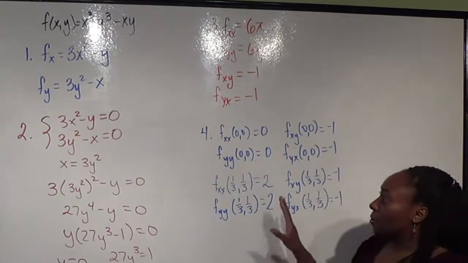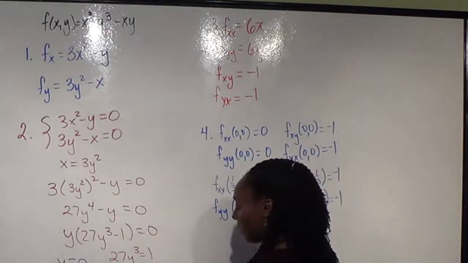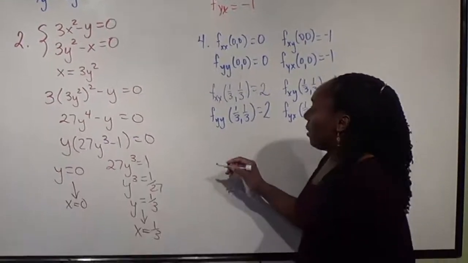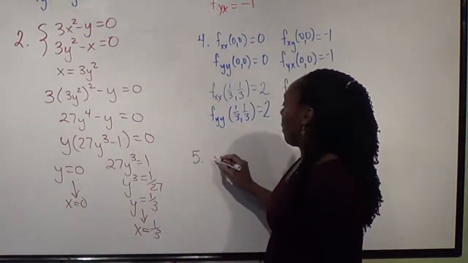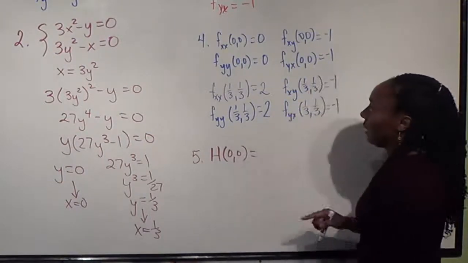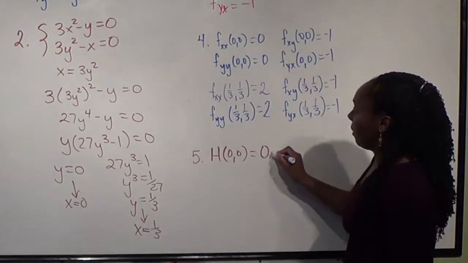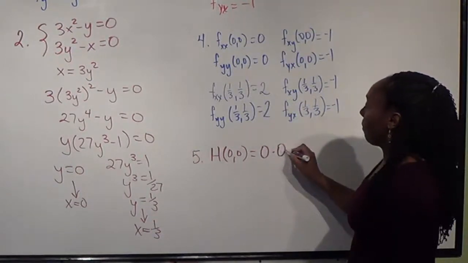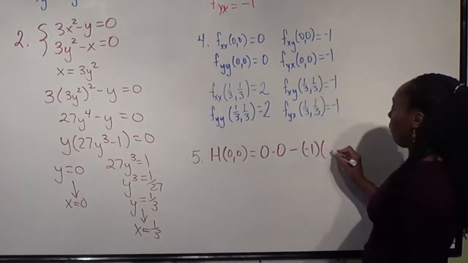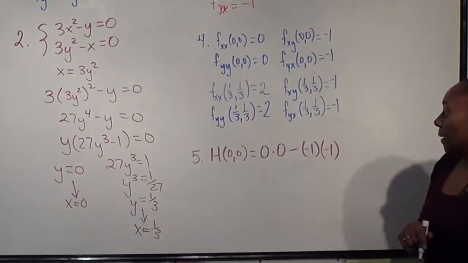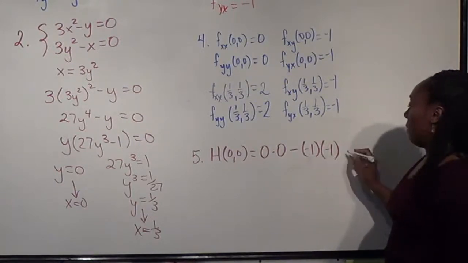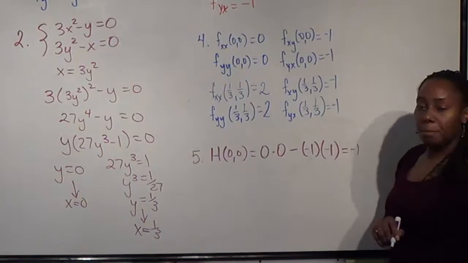Okay, so now that I have all of these, I want to find the Hessian for each of the critical values. So for 5, I'm going to find h at (0, 0), which says I'm going to take fxx times fyy minus fxy times fyx. Okay? And so here we can see 0 minus 1. This is going to be a -1.